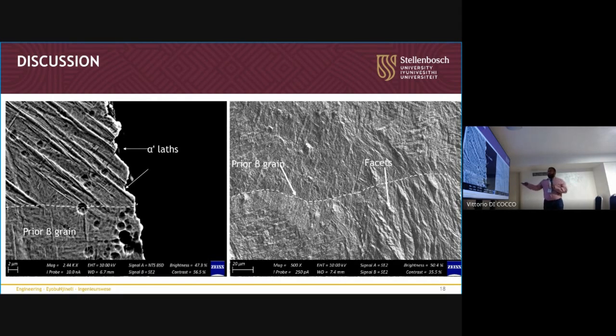From a prior beta grain perspective, there is a relationship between your prior beta grains and your alpha prime laths, known as the Burgers orientation relationship, which gives about 12 variations as to what angle the alpha laths can take, with approximately 45 degrees being one of those which are more dominant. We actually see that the crack path is affected, at least in this case, by those which are more aligned with 45 degrees.